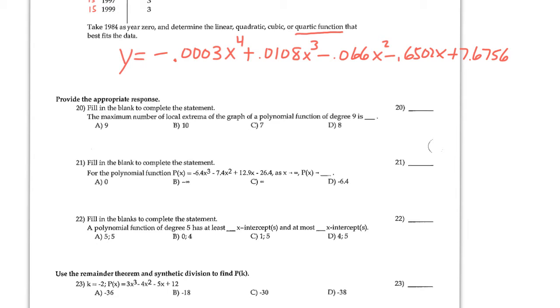Okay, we can probably rattle through 20, 21, and 22 pretty quickly. Fill in the blank. The maximum number of local extrema, that's kind of turning points, of the graph of a polynomial function of degree 9 is, well, you'll only have at most one less turning point than the degree. So since this is a degree 9 polynomial, it could have 8 turning points. Okay, could have less, but it might have 8.